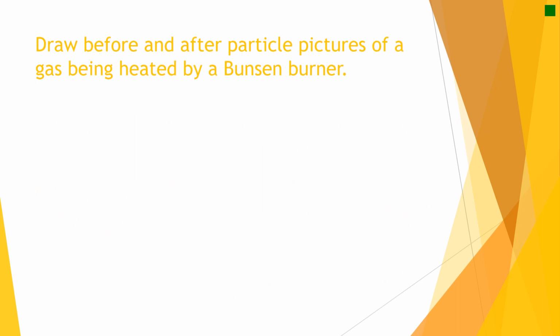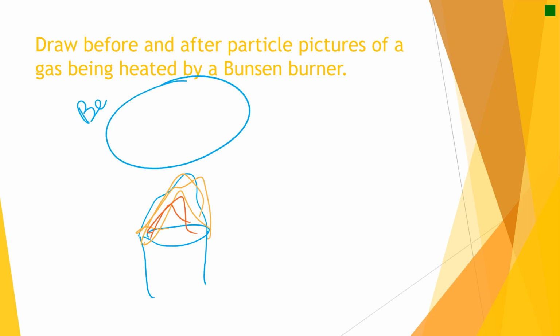So let's draw a before and after particle picture of the gas being heated by a Bunsen burner. I'm really bad at drawing, okay? But we've got this flame. Ooh, I can even make it colored. Okay, we've got this flame, right? And so we're going to draw before, and we're going to draw an after of this.